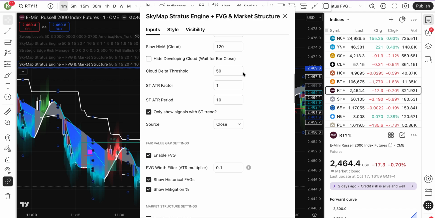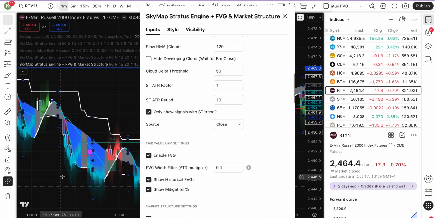Once again, it's a personal preference thing, but like I said, 50 should catch the majority. Unless maybe you're on a really big time frame. You're trading the hour chart on NQ. Yeah, 50 is not going to give you many delta squeezes. The average cloud delta is going to be far greater than that. So you'll have to feel that out.